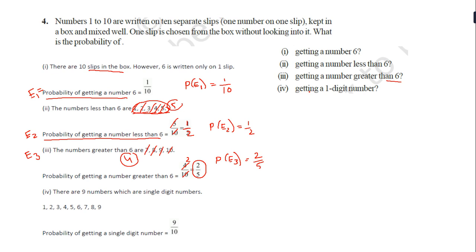Now fourth, getting a 1 digit number. So 1, 2, 3, 4, 5, 6, 7, 8, 9 and all are single digit. The question is about digit: 1 digit means single digit. So 9 events are there. So we can say E4. So P(E4) is equal to 9 by 10. So I think it is easy, you have understood it.